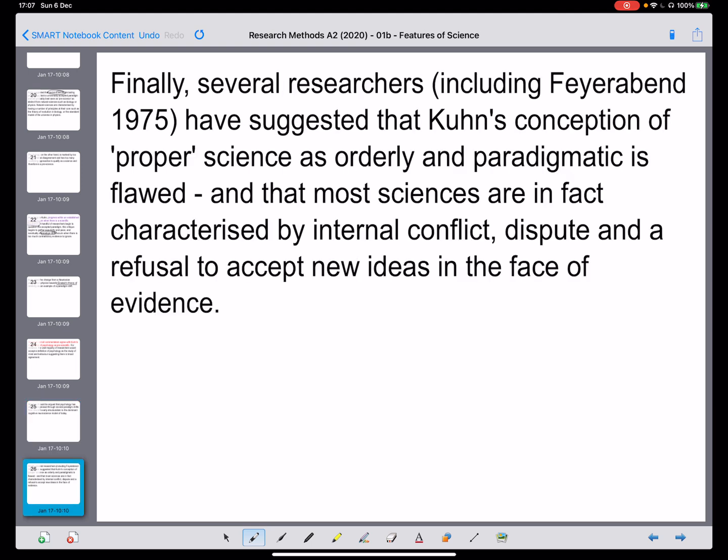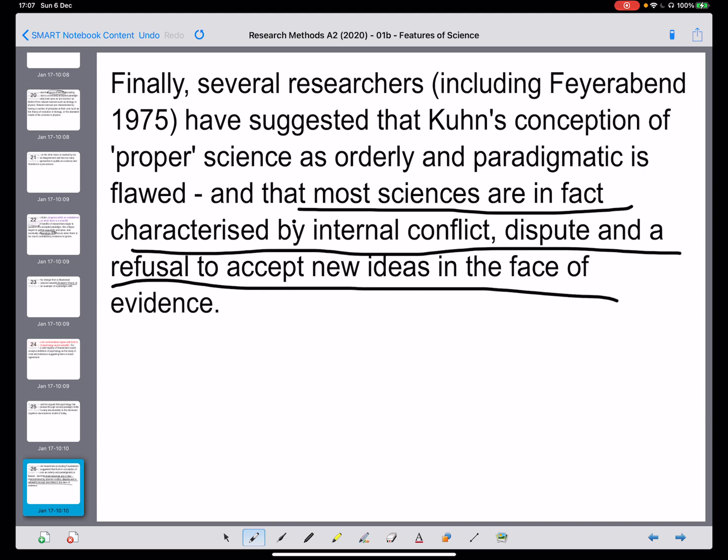And this, to end with, is a statement that even says that proper science in itself is problematic, because many scientists, for example, say most sciences are characterized by internal conflict, dispute, and refusal to accept new ideas. And this becomes important, especially when we move on to our next topic of peer review, where we consider how we review the research that we've done in order to understand it. So there we go.